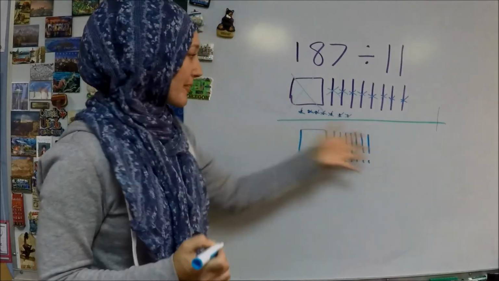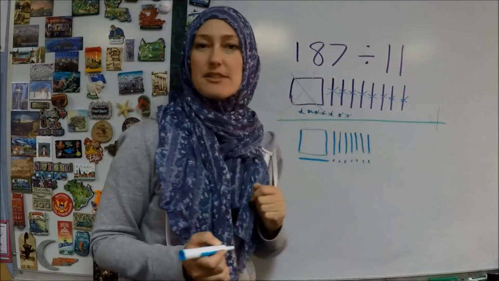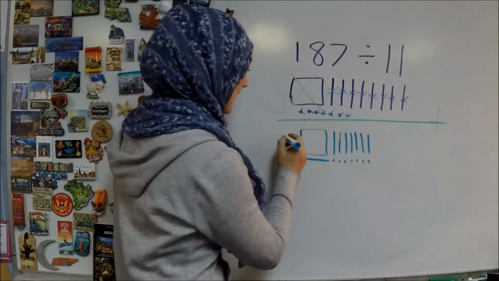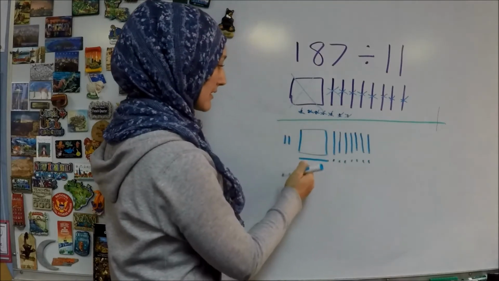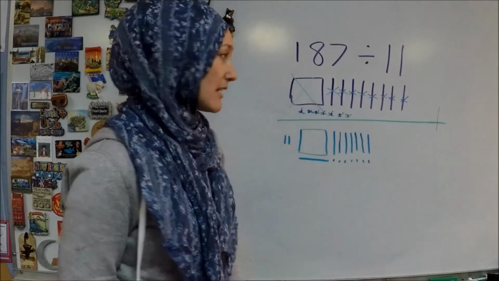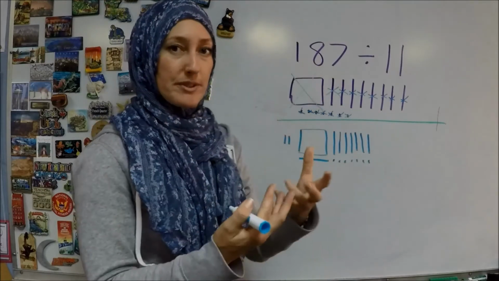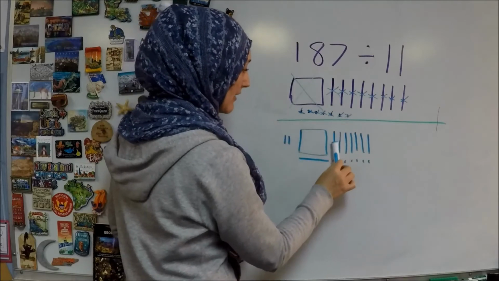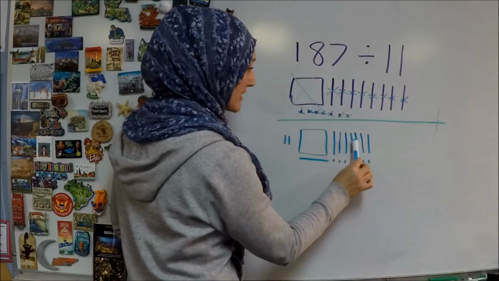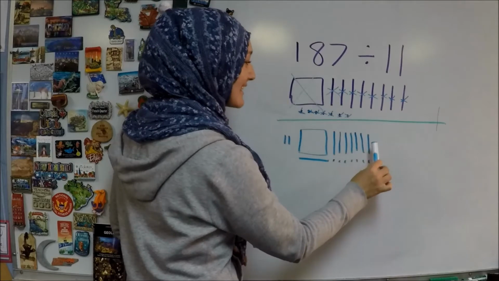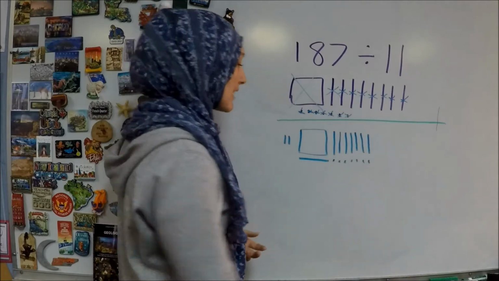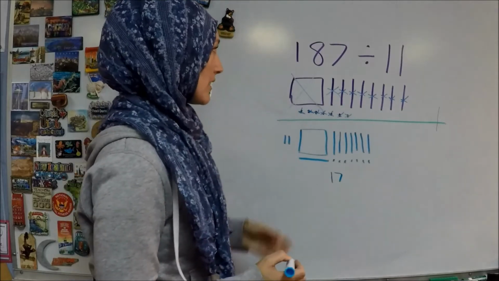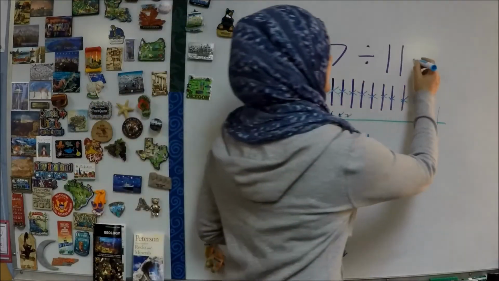Okay? So I've built my rectangle. All the pieces are filled in. So what this is representing is going down, I have 11 pieces. 10 plus the 1 is 11. And I want to see how many groups I can make. So going across, I have 10, 11, 12, 13, 14, 15, 16, 17 groups of 11. So that would be represented down here. So my answer would be 17.